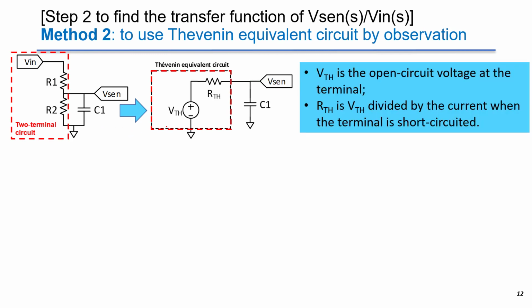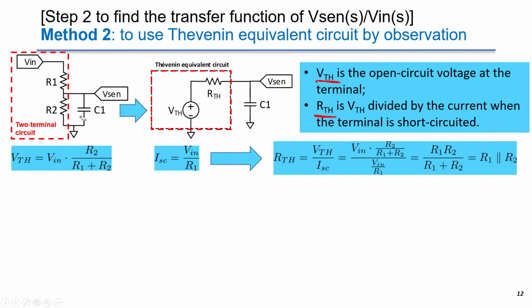So using the Thevenin equivalent circuit, the Thevenin voltage VTH is the open circuit voltage at the terminal, and RTH is VTH divided by the current when the terminal is short circuit. Now let's find VTH and RTH. By definition, the VTH is the open circuit voltage at the terminal. Assume this terminal is open. Now this is the voltage divider voltage. It's Vin times R2 over R1 plus R2.